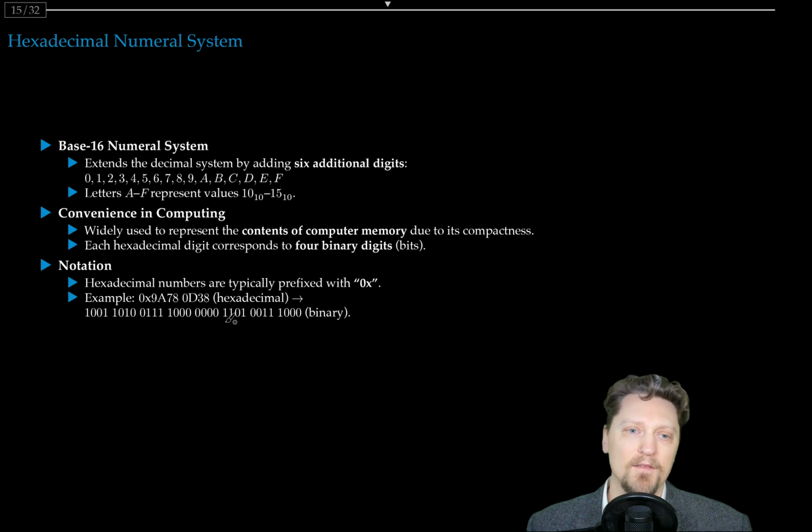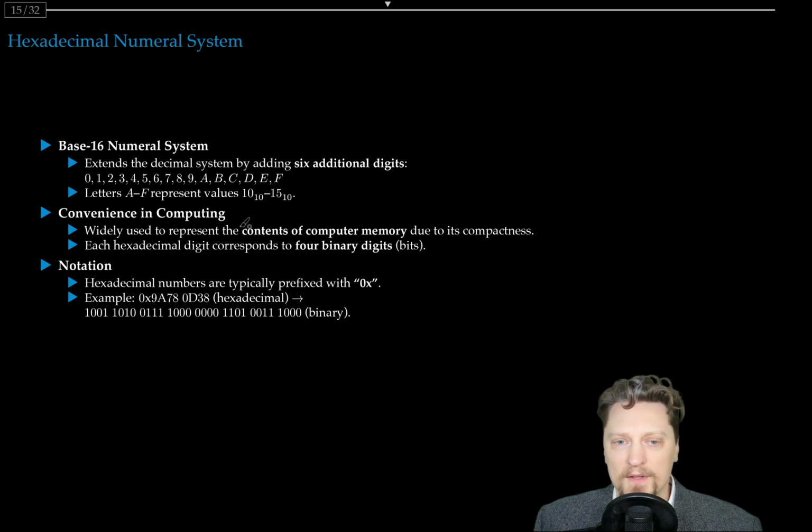So hexadecimal numeral system. It's a base 16 numeral system. It extends the decimal system by adding 6 additional digits. So we have 0 through 9, so 10 digits, and then we add A, B, C, D, E, F. Those are the additional digits. Letters A through F represent values 10 through 15, right? So if we're counting up, 7, 8, 9, 10, 11, 12, 13, 14, 15. Okay, so for a total of 16 different numerals, symbol numerals.